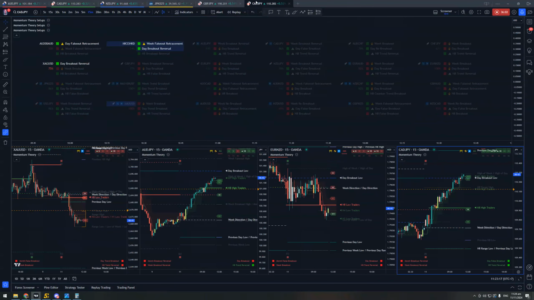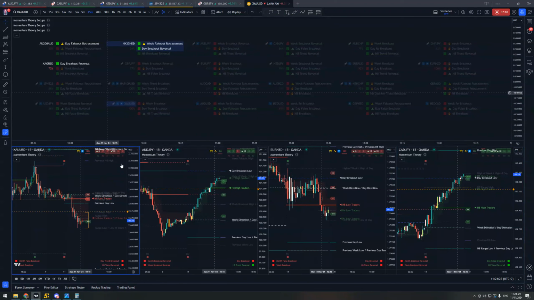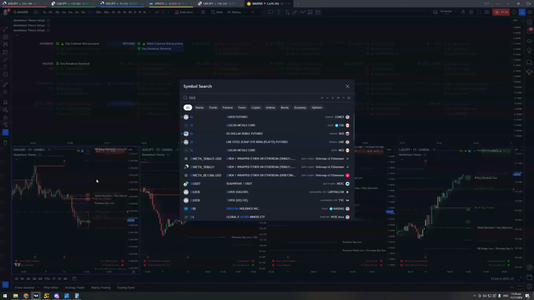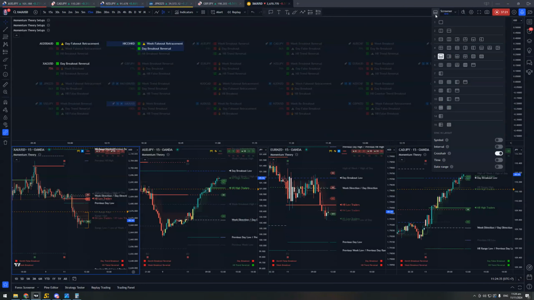So when I'm done with the session, what I do is I look through all the pairs and see if I missed anything. So I don't trade these two on this account. Silver. Oops. Actually, I'll do it this way.